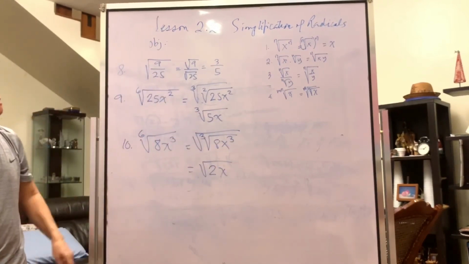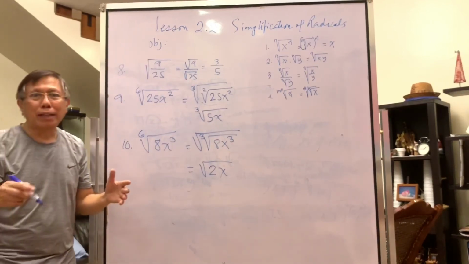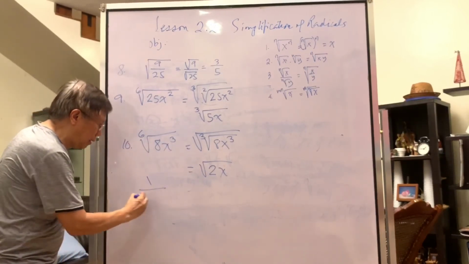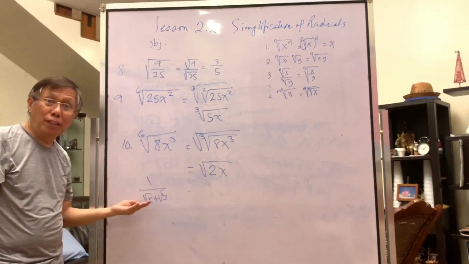That ends the simplification of radicals. We will be able to encounter other forms, a more complicated one. For example, this one here, how do we have this? We will deal with this when we go to division of radicals.